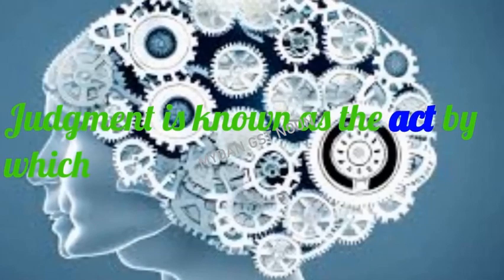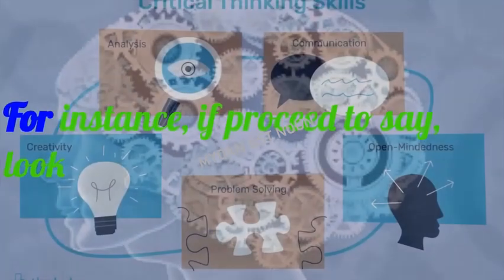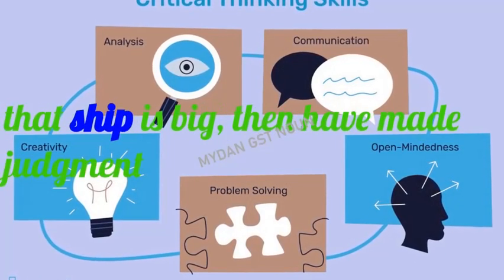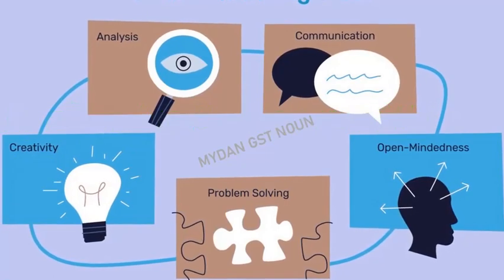Judgment is known as the act by which the mind affirms or denies something of something else. For instance, if I proceed to say, "Look, that ship is big," then I have made a judgment by affirming the bigness of the ship.